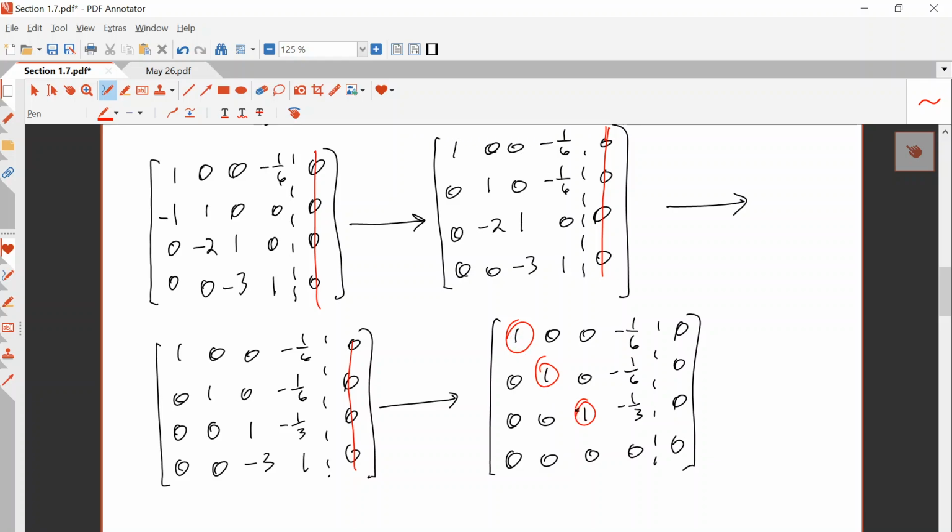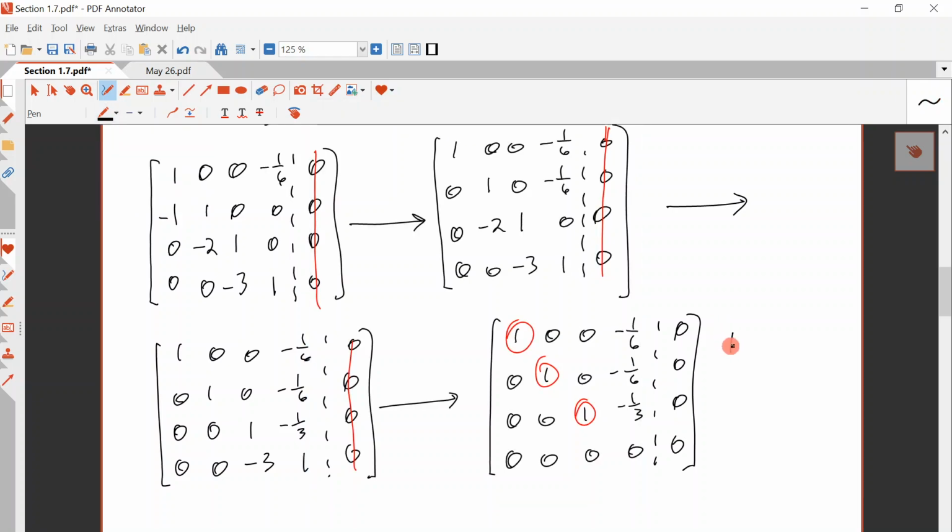So the book has two words. Well, they use pivot more, so I like leading coefficients. But anyway, your leading coefficients are in columns 1, 2, and 3, right? Going strictly to the right. And column 4 doesn't have a pivot, right? So that means x4 is the free variable, right?